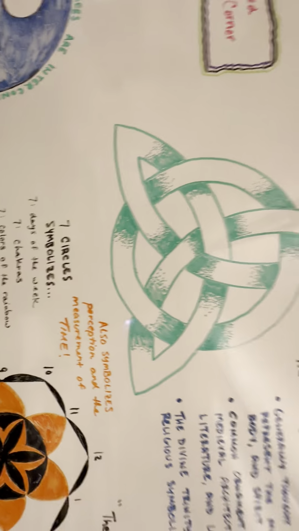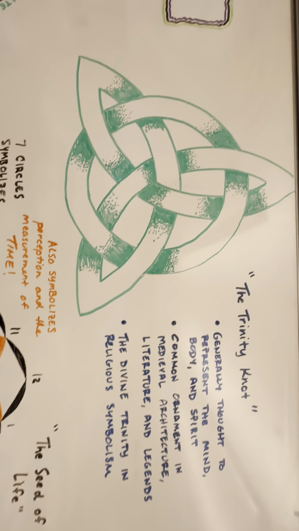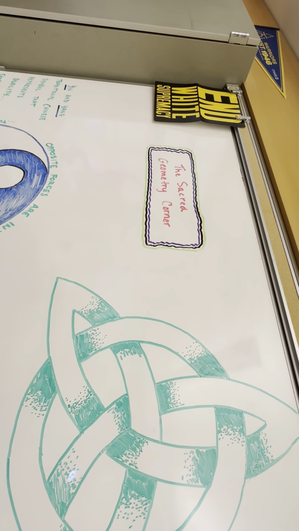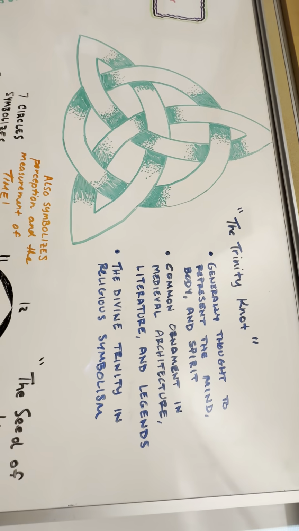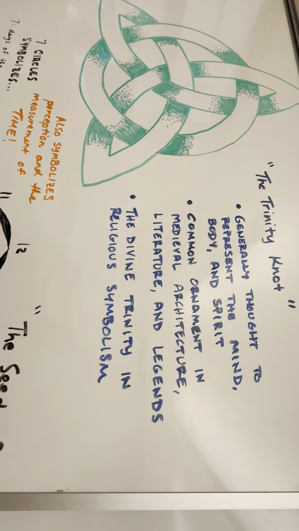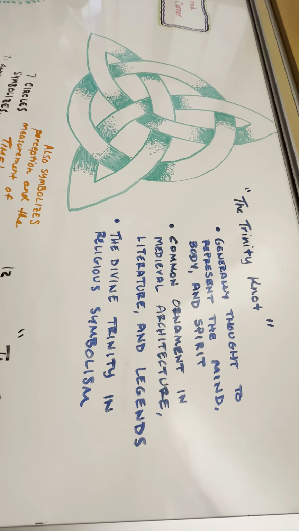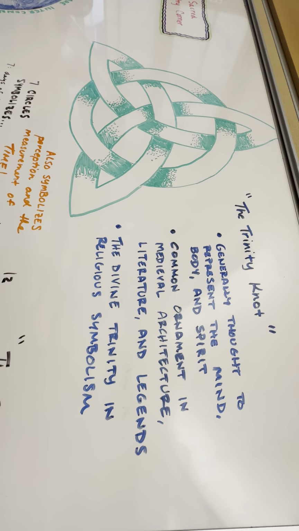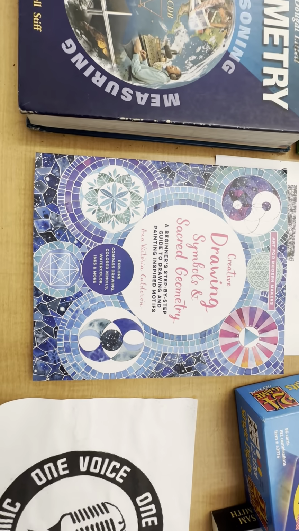Cool. All right, Trinity knot. This one is super fun. These are all sacred geometry drawings that you can do. They're in that book that I have, but the Trinity knot is generally thought to represent the mind, body, and spirit. Common ornament in medieval architecture, literature, and legends. The divine Trinity and religious symbolism. They all came from this book right here by Ana Victoria Calderon. Thank you so much. I love that book.